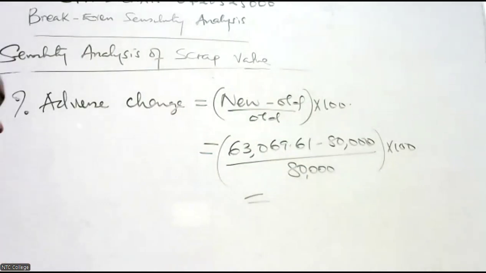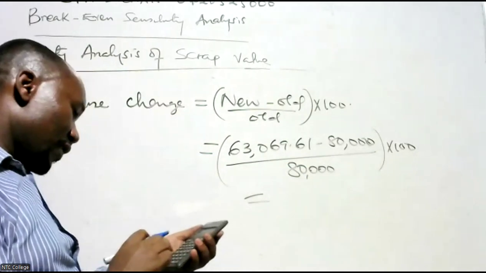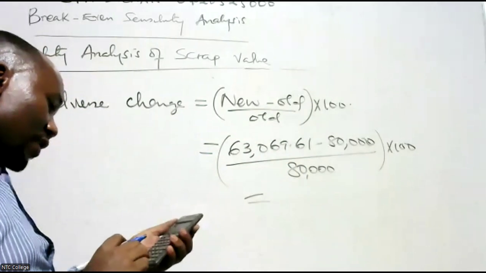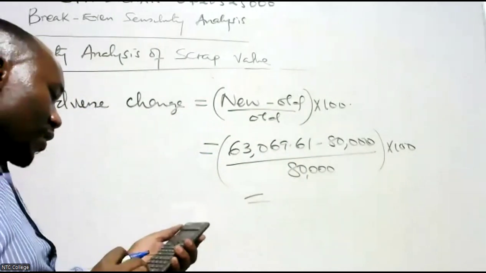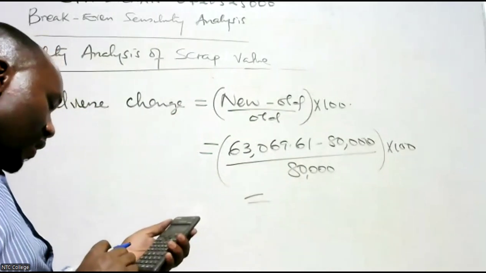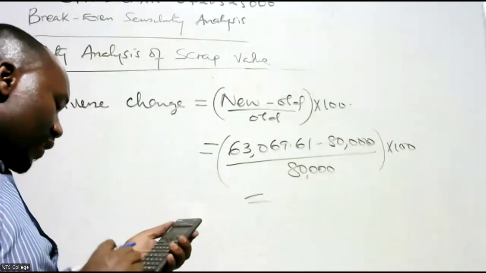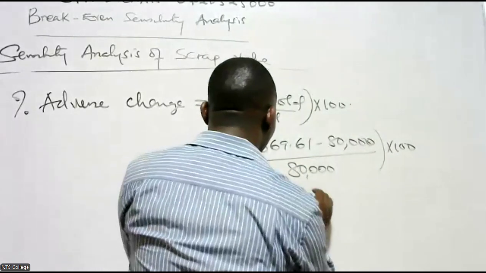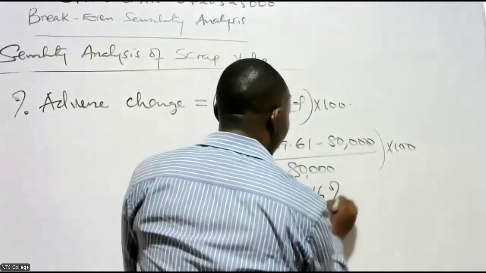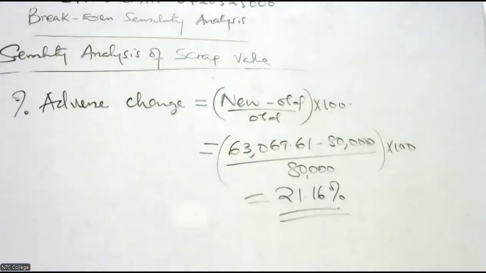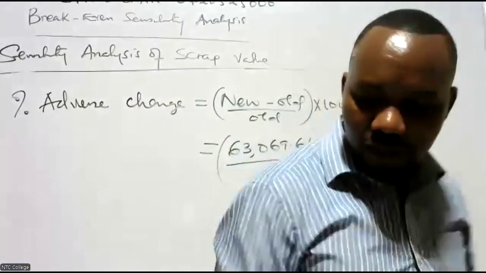Mine says that 63,069.61 minus 80,000, you get negative 16,930. This one, you divide by 80,000 times 100. Ignore the negative sign so that we have 21.16%. If you're getting the same thing, congratulate yourself. Yes, 21.2 is also okay, Violet. Thank you so much. That is also fine.